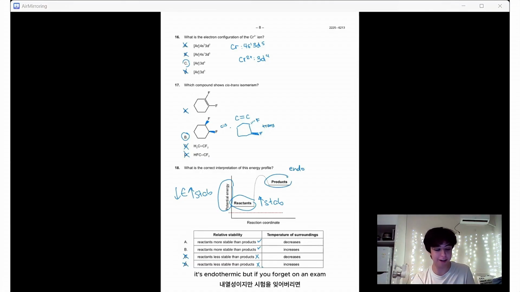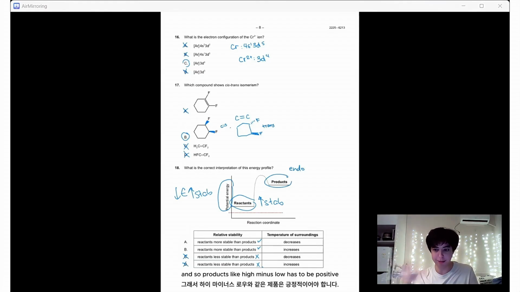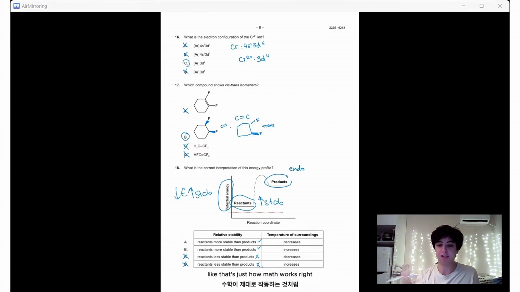But if you forget on an exam, you can also know that the difference between the products and the reactants is the overall enthalpy. So products, high minus low, has to be positive. That's just how math works, right? If the reactants were higher, then it would have to be negative, because your overall is products minus reactants. Does that make sense?